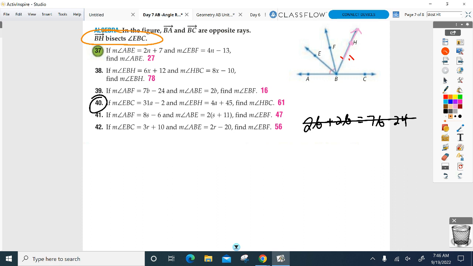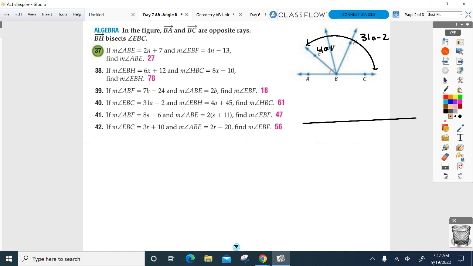EBC, the whole angle here. I got to get rid of this diagram. There we go. So EBC was 31A minus 2. EBH was 4A plus 45. Find HBC, this one right there. All right, so I believe we just said that those two were congruent, right?